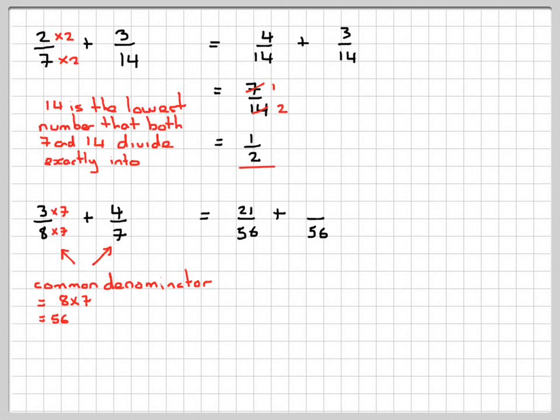So 3 times 7 gives me 21. The 7 here has been multiplied by 8. So I need to do the same to the numerator. 4 times 8 is 32. 21 plus 32 is 53. So this becomes 53 out of the denominator, which is 56. 53 over 56. That cannot be simplified anymore.